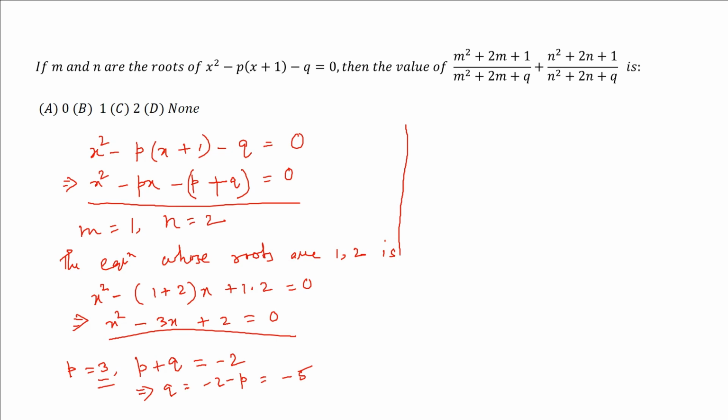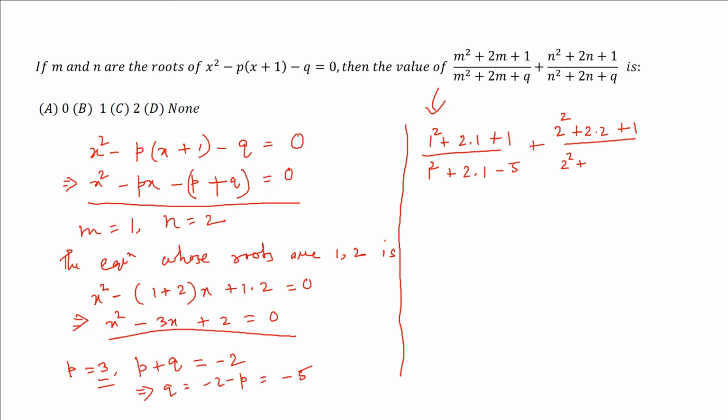Now the given expression, m square plus 2m plus 1, that is m square, that means 1 square, plus 2 into 1 plus 1 upon 1 square plus 2 into 1 plus q, that is minus 5, plus n square, that means 2 square, plus 2 into 2 plus 1 upon n square, that means 2 square, plus 2 into 2 plus q, that is minus 5. Now simplify this.